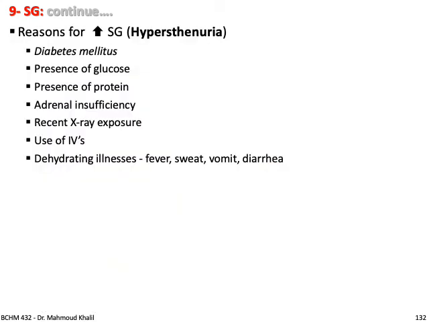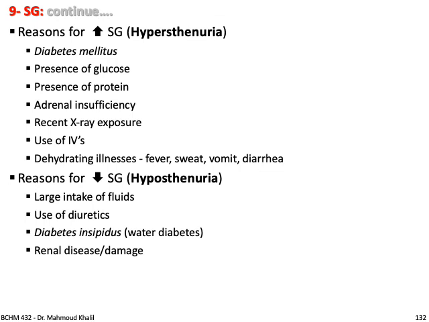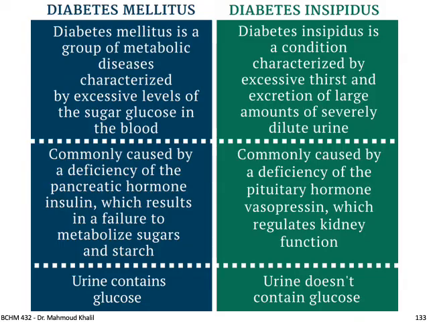The reasons for high SG are diabetes mellitus, presence of glucose, protein, adrenal insufficiency, X-ray exposure, use of IVs, dehydrating illness, fever, sweat, vomiting, diarrhea. The reasons for low SG are large intake of fluids, use of diuretics, diabetes insipidus, or renal disease and damage.